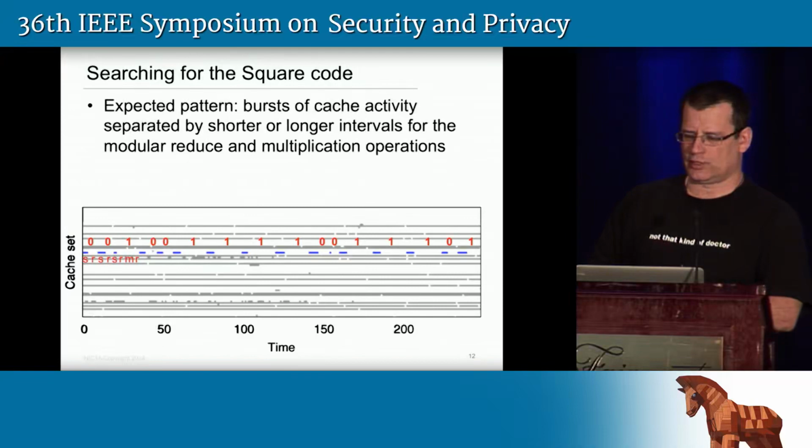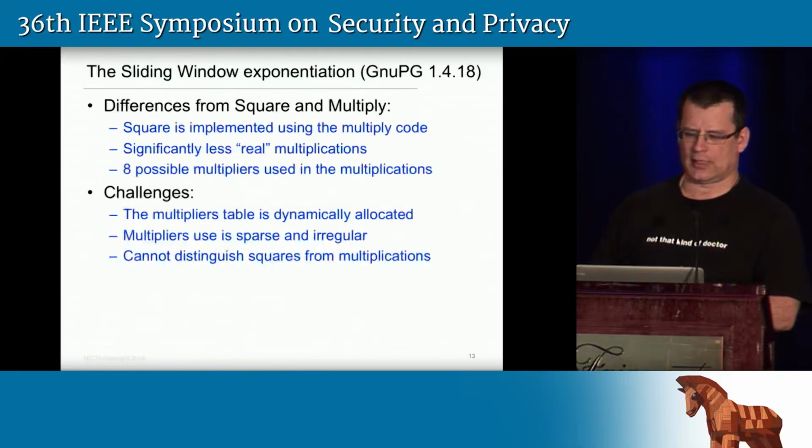When we move to a newer version of GNU-PG, GNU-PG 1.4.18 uses sliding window exponentiation. This was the current version when we did this attack. The main difference from square and multiply is that, to protect against the Flush+Reload attack, GNU-PG changed the implementation of square. They don't use a dedicated implementation. Instead, they multiply a number by itself, so it always uses multiplications.